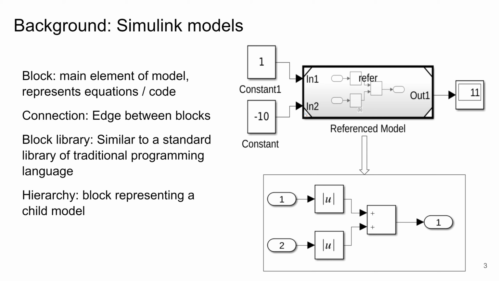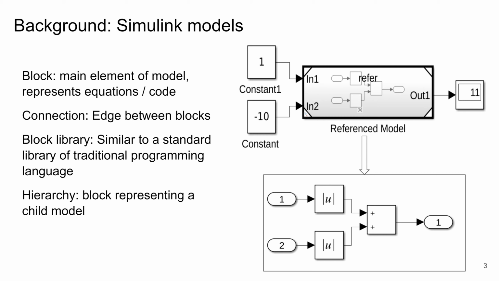A quick background on Simulink. The basic component of a Simulink model is a block which can represent equations. The blocks have connections between them through which data flows. Simulink by default supports many block libraries, which is analogous to libraries in any other programming languages. To deal with increasing model size and complexity, blocks can be grouped together in a subsystem or in a separate model.